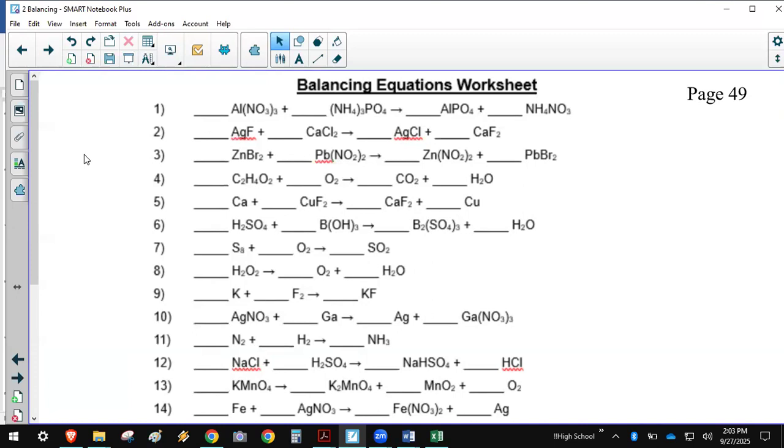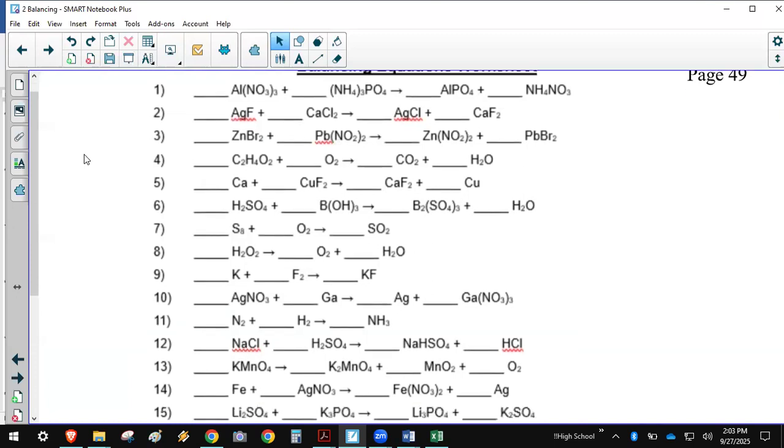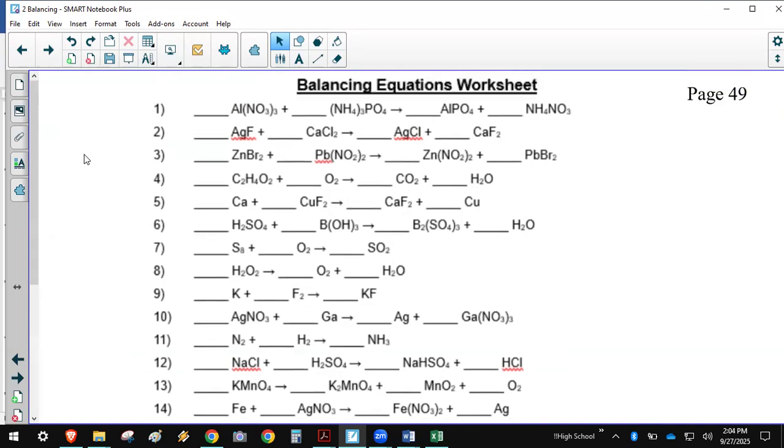Okay, when we were last together, we started to learn how to balance chemical equations, and you were asked to do page 49 and 48. Yes, in that order. So today you're just going to have mostly a work period. I'm going to give you a quick reminder of how to do some of the steps for balancing chemical equations, and then hopefully that doesn't take too long.